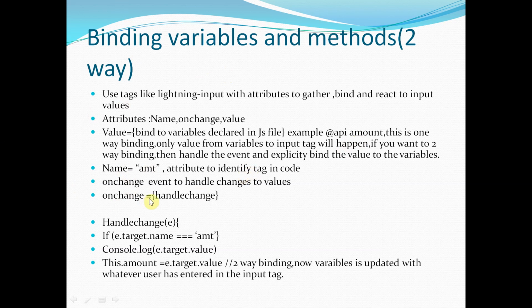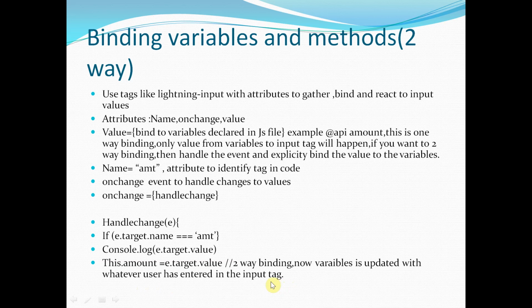You can give a name, like amount, to identify the tag, and on change you want to call a method. In the method, we check what is the value, what is the name, what is the target emanating the event. On the change it will fire this event, and in the event you check what is the tag which fired, what is the name of the tag, and then we can check the value of it. Now the two-way binding is completed. So now this.amount, which is a local variable within your JS file, will get updated with whatever the user has entered in the input tag.